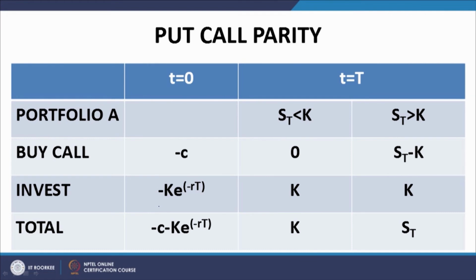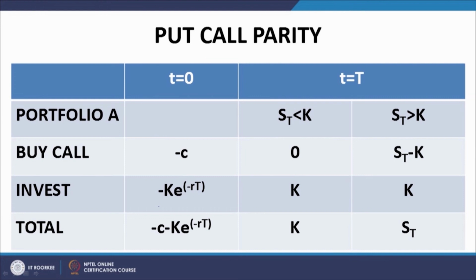Let us look at a situation. Put call parity, let me give you the backdrop first. Put call parity aims to arrive at a relationship between the prices of a call option and a put option on the same underlying, same maturity, same exercise price. If you have two such options, is there any relationship between them?